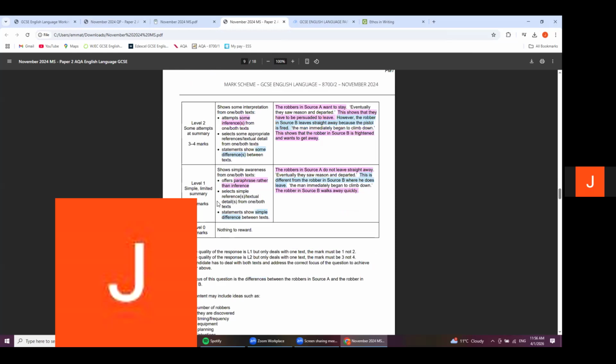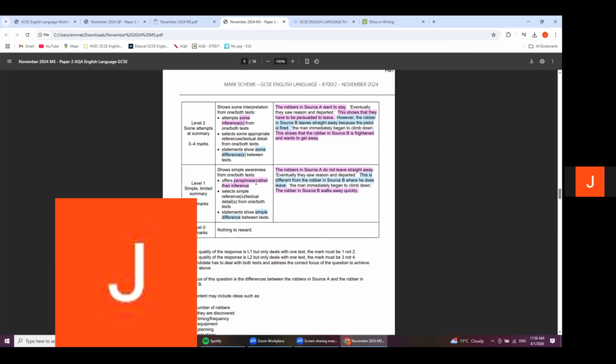So as a level 1 response, as a 1 to 2 mark response, the student shows simple awareness from one or both texts. So always be careful there. One, both texts. I do see students who only write about one source, and that automatically penalizes them because the question has asked for information from both sources. So you really need to make sure, to give yourself maximum chance of getting the highest marks possible, you are synthesizing and bringing together evidence, summarizing it from both sources.